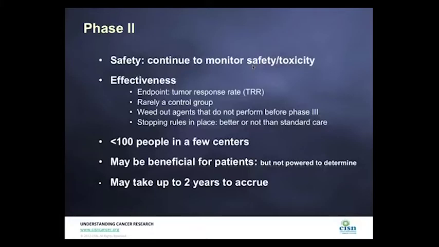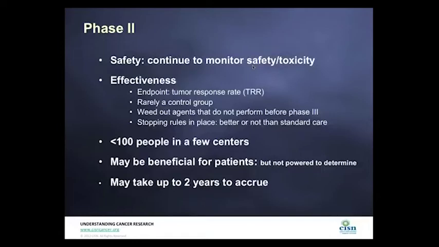All they're trying to do is see if it's going to be effective. They don't know if it's going to determine overall survival because all they're trying to do is see if it shrinks the tumor. They don't have enough people to see if it's powered to be beneficial. But they do want to make sure that it shrinks the tumor. So tumor response rate, they're looking at that. There's usually less than 100 people. There's usually 3 or 4 centers, and it's to get rid of agents that aren't going to really be beneficial.